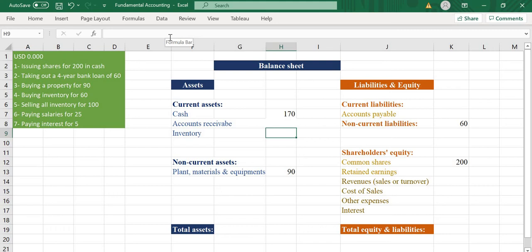Next, number 4. The company is buying inventory for 60. Inventory, one of the company's current assets, equals 60. Of course, the cash amount decreased by 60.